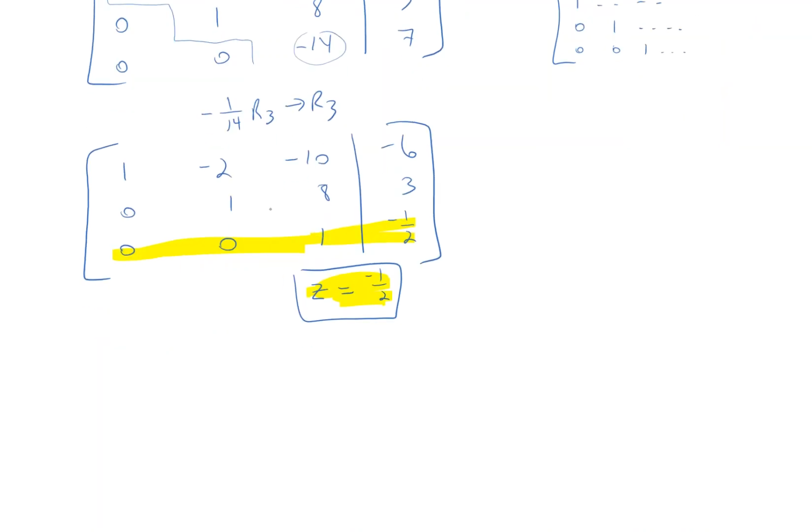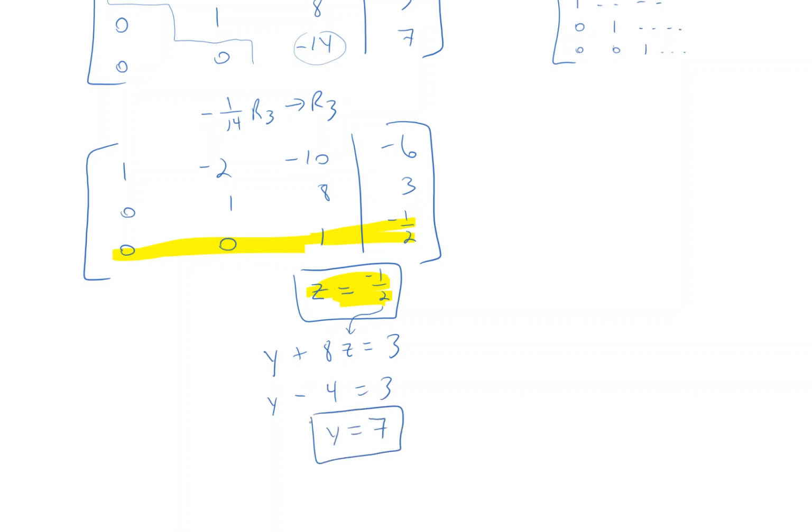And then I can back that up. My second equation is 0x plus 1y, so y, plus 8z equals 3, and I can plug negative 1/2 in for z. So I get y, 8 times negative 1/2 is negative 4, equals 3, so y is 7.